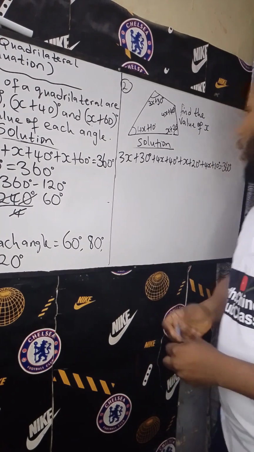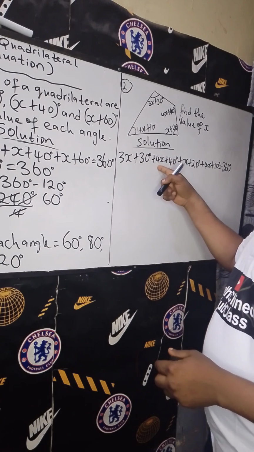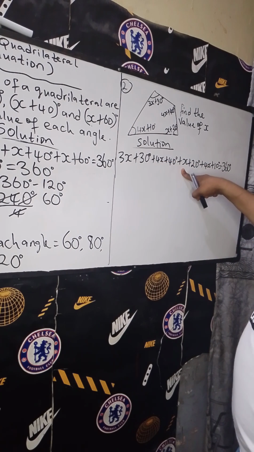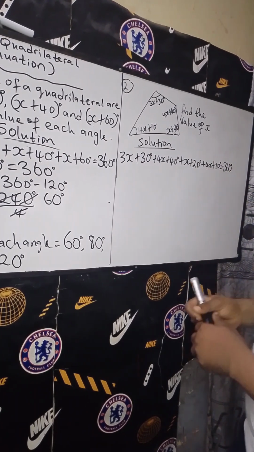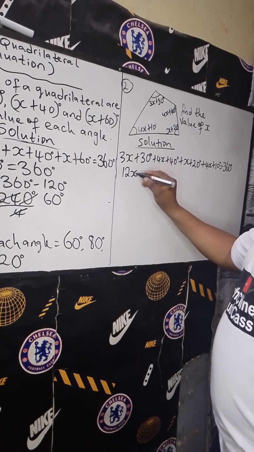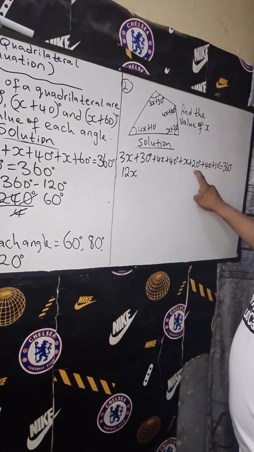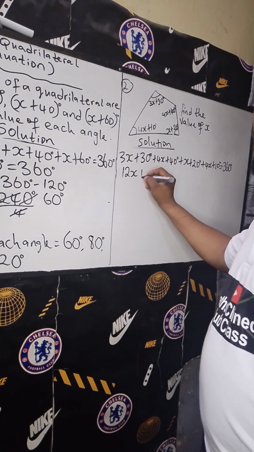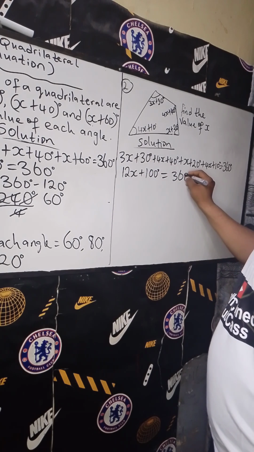Okay, so let's collect like terms. Here we have 3x plus 4x, which gives us 7x, plus x gives us 8x, plus 4x again, which gives us 12x. So we have 12x here. Then 30 plus 40 gives us 70, 70 plus 20 gives us 90, plus 10 we have 100. We have 100 degrees plus 12x is equal to 360 degrees.